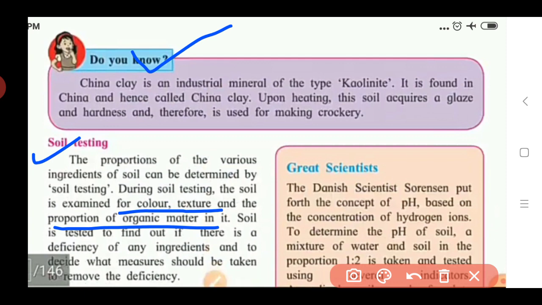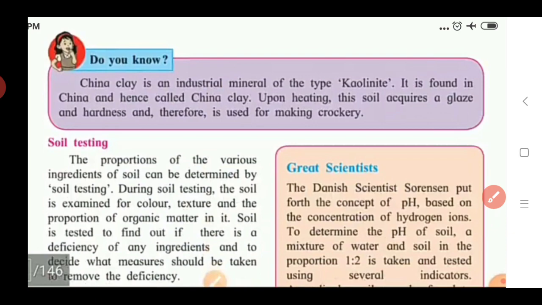So soil is tested to find out if there is a deficiency of any ingredients and to decide what measures should be taken to remove the deficiency. It is a very helpful process, because if we carry out soil testing we can find out whether the soil has any deficiency or not, and if it has, we can decide which measures or precautions to take, or which activities to do for increasing such components in it. So it is very important to carry out soil testing.